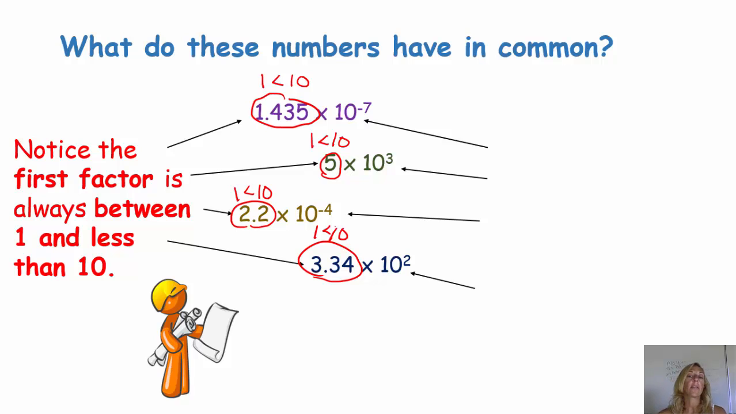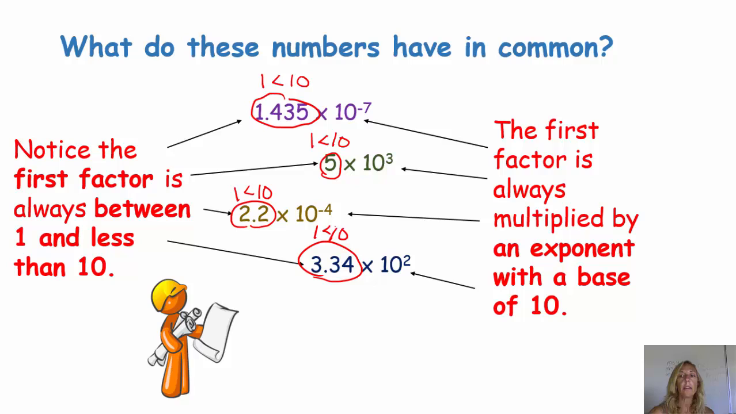Now if we look at the other side, at our exponent, hopefully you figured this out. The first factor is always being multiplied by an exponent with a base of 10. Notice that it doesn't matter what the exponents are. We have a negative 7, a 3, a negative 4, and a 2, but notice they always have 10 as their base. This means that these are all written in scientific notation.